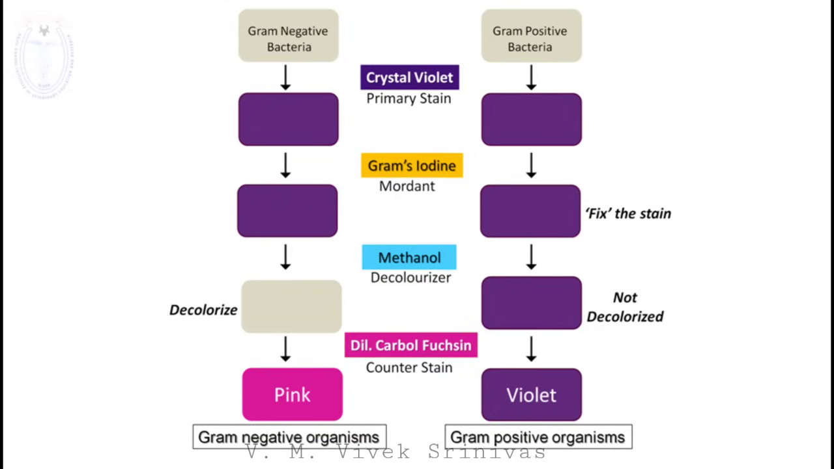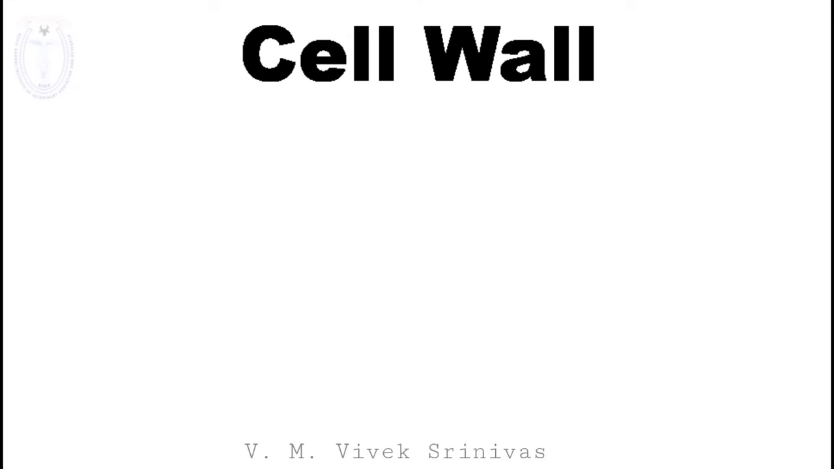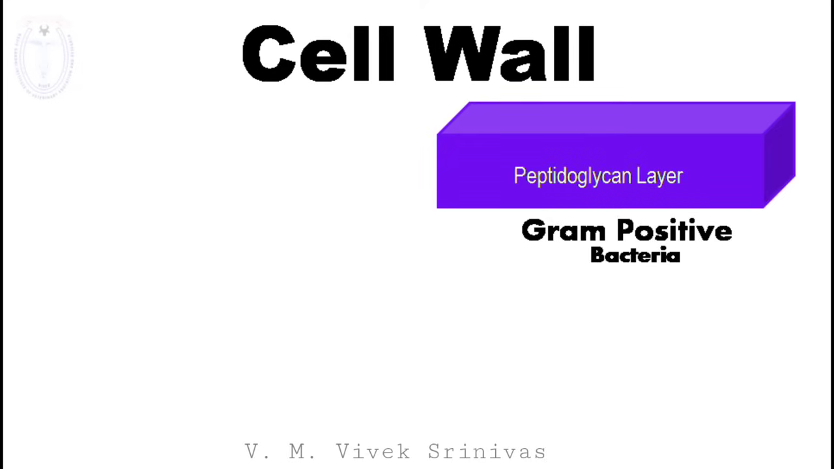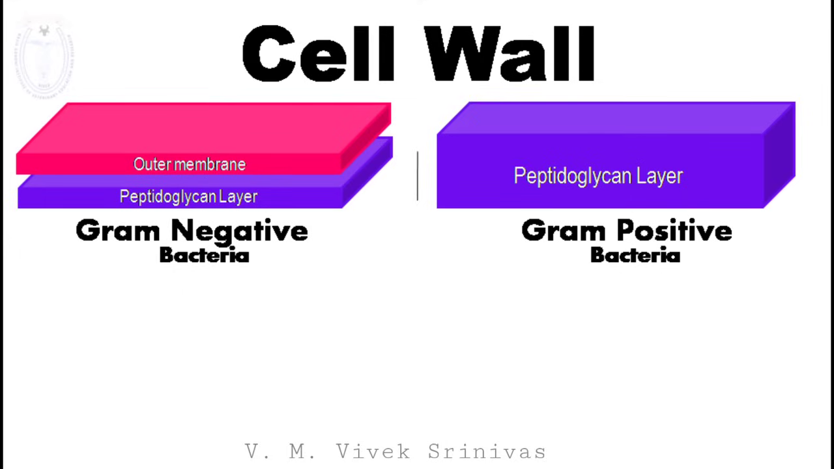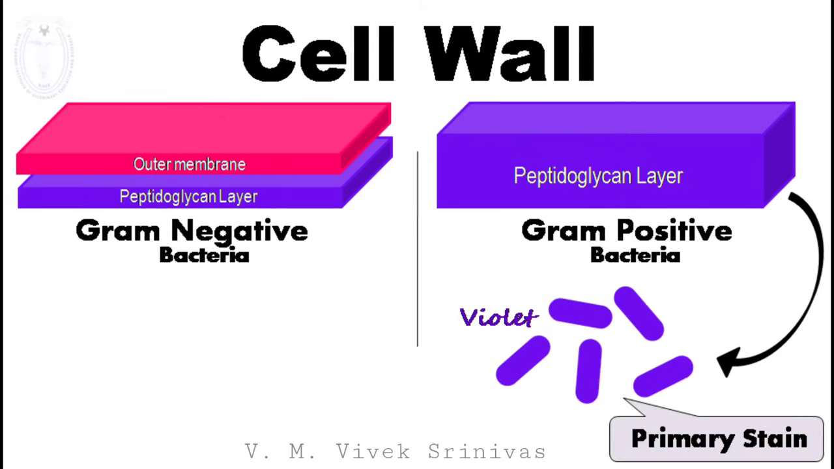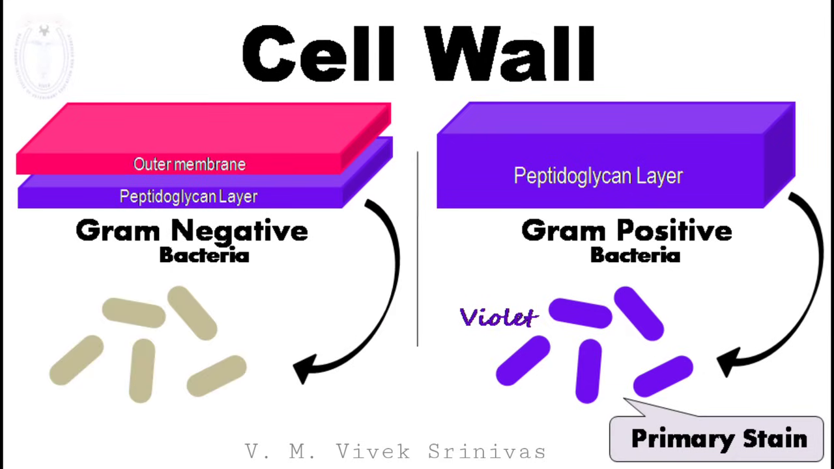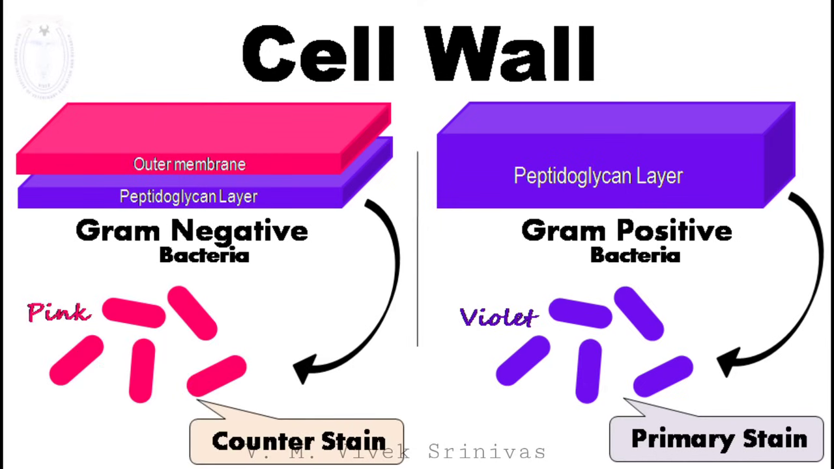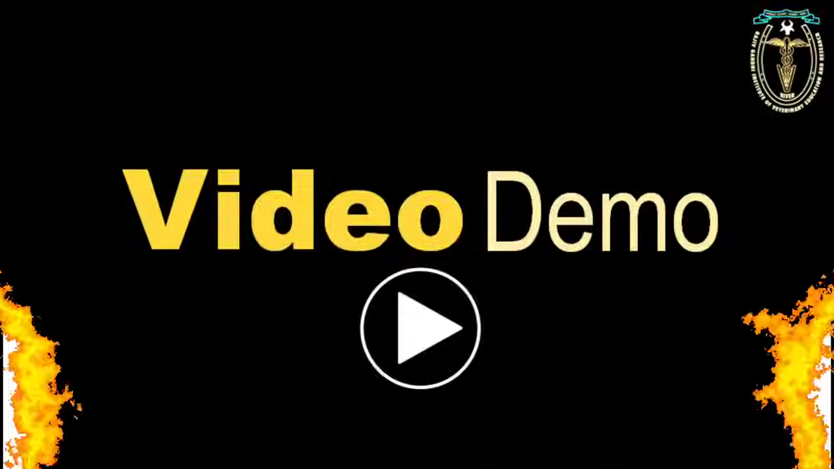This color difference is due to the difference in their cell wall constituents. The gram-positive bacteria have a thick peptidoglycan layer, but the gram-negative bacteria have a thin peptidoglycan layer. So, the gram-positive bacteria fix the primary stain, and they appear deep violet. But the gram-negative bacteria do not fix the primary stain, get easily decolorized, and take the counterstain. So, they appear pink.